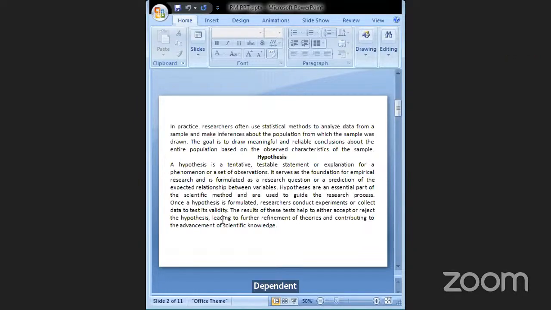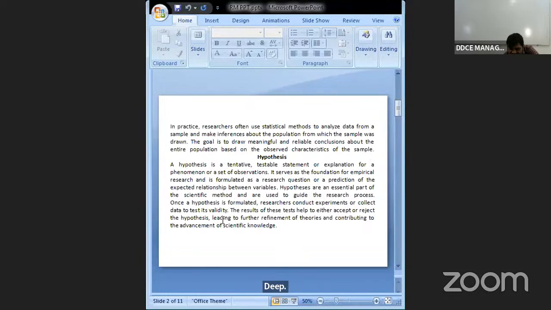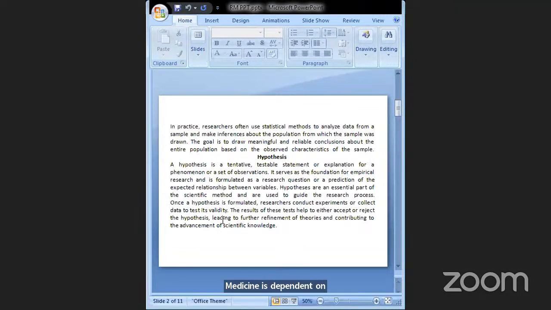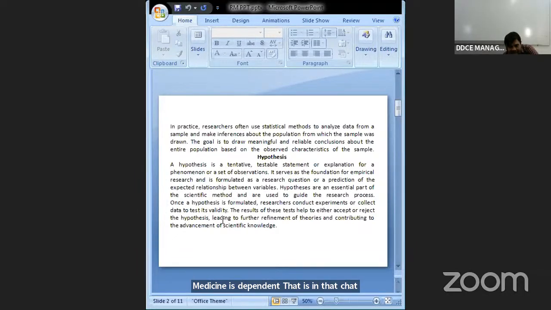Is medicine dependent or is disease dependent? Disease is dependent on medicine.